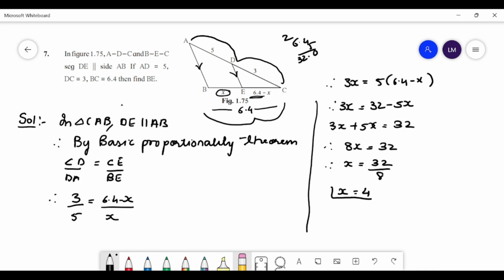8 fours are 32. Now in the question we need to find the value of BE, right? And the value for BE we had taken as x. So BE is equal to 4. Now in the question there is no units given, so we will write 4 units.